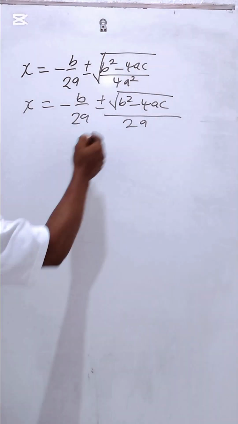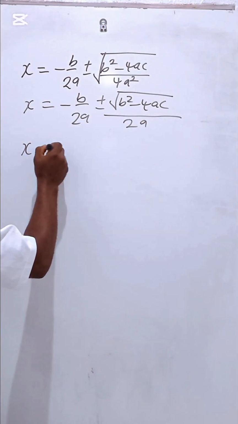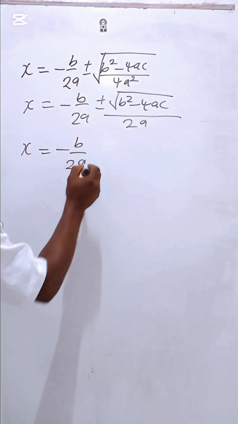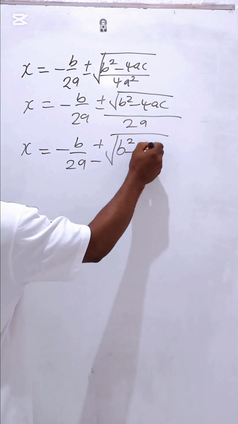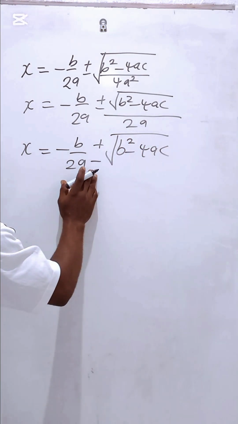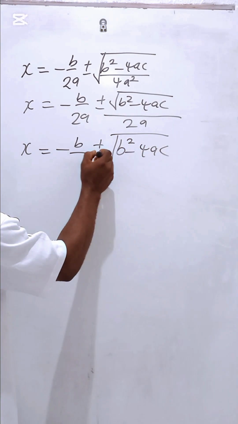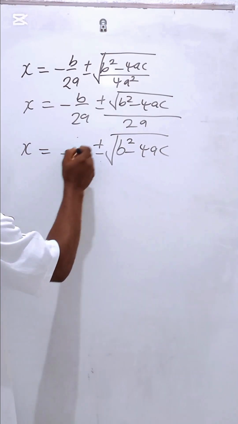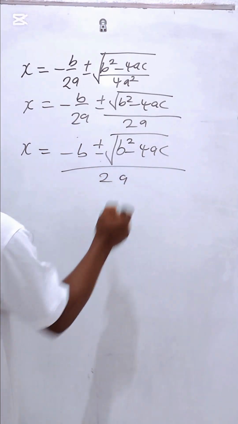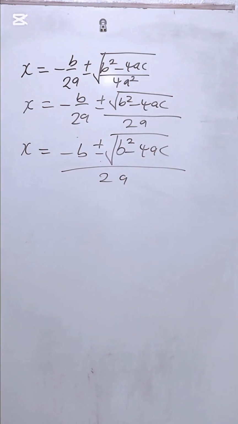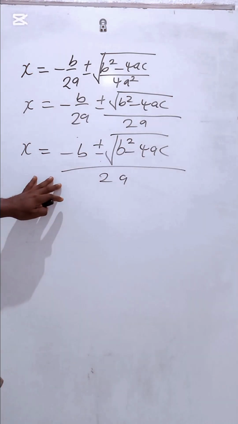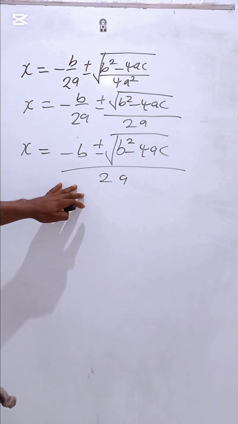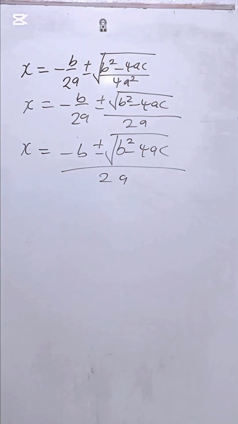So since we have a common base, 2a here, 2a here, the expression becomes minus b over 2a plus or minus the square root of b squared minus 4ac over 2a. So this is the solution to the equation. This is the value of x. Minus b plus or minus the square root of b squared minus 4ac all over 2a.